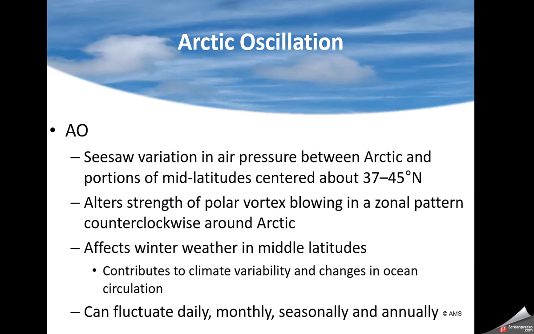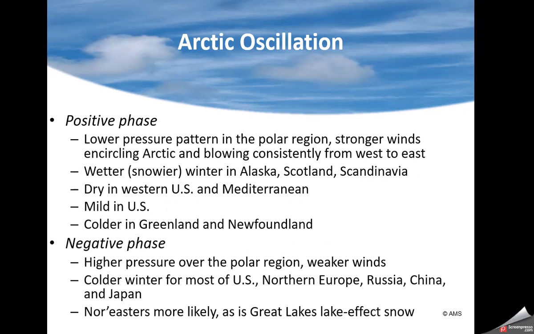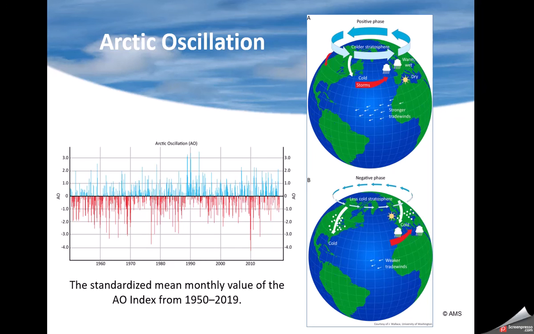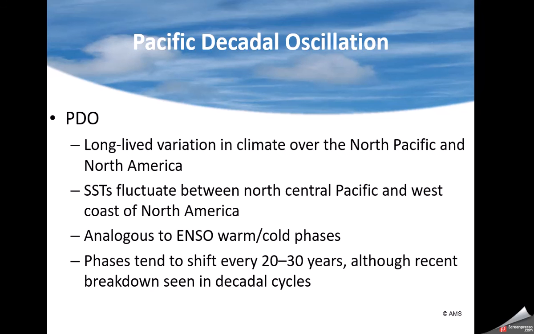Here's the Arctic Oscillation, which I've told you about as an indicator of when Arctic air may move into the United States. The stronger the AO is, the less chance it's going to move in because the circulation is so tight. When it begins to weaken, there's a better chance for Arctic air to come plunging down. So positive phase, lower pressure over the poles, stronger winds there. Negative phase, more cold winters. And here you can see the difference on those.